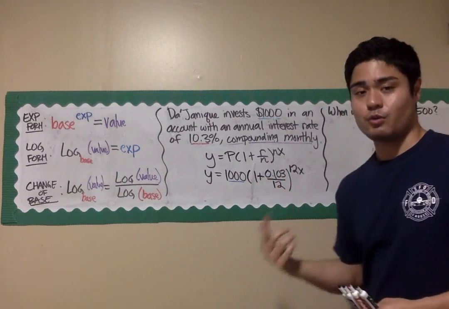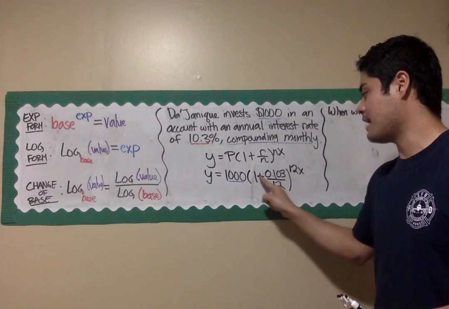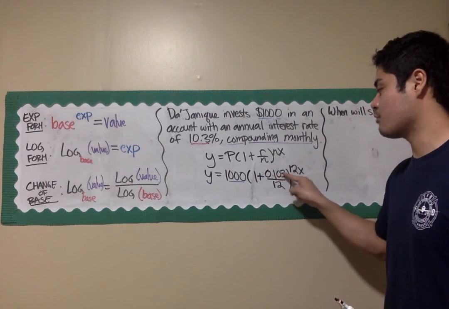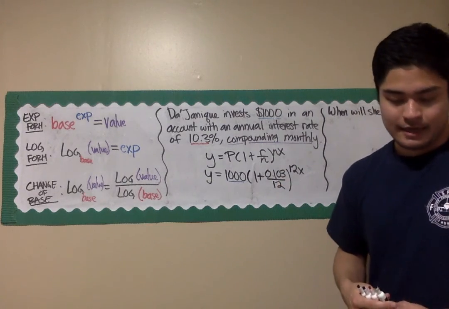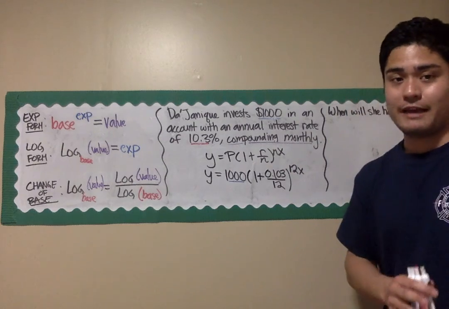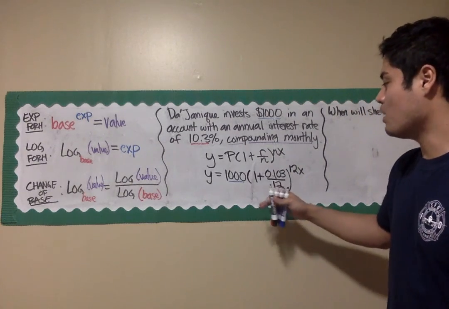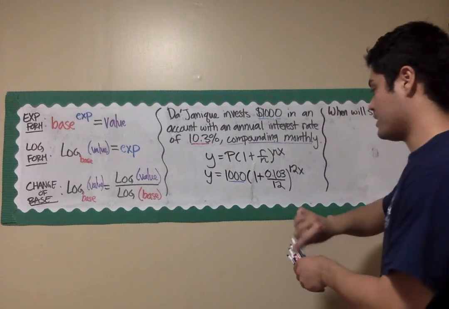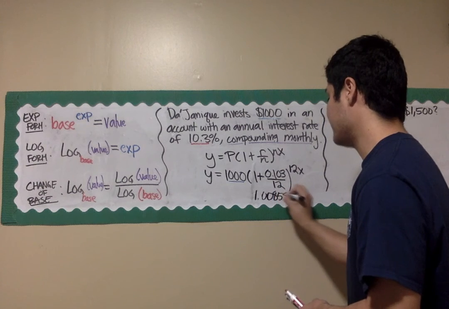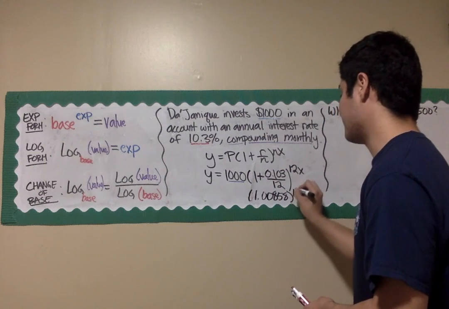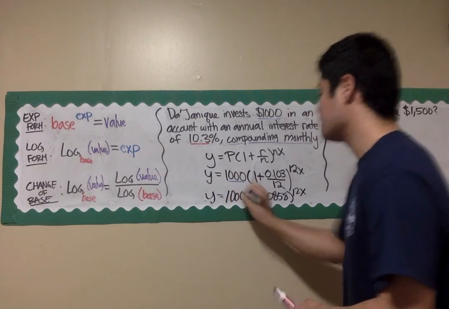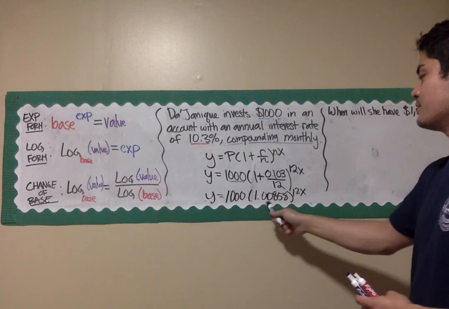In PEMDAS order, we have a division here and we have an addition. And D comes before A, so we're going to divide first. We're going to do 0.103 divided by 12. And that becomes, I calculated earlier, 0.00858. So if we add a 1 here, this whole thing becomes 1.00858. I'm going to bring everything else down. So the inside of the parentheses becomes 1.00858.